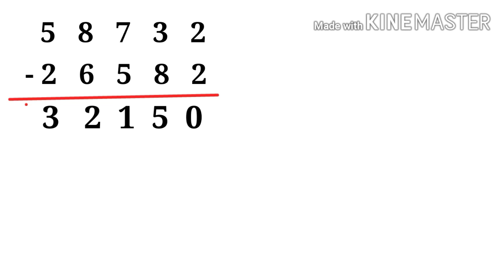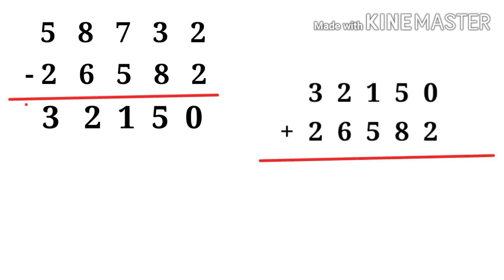So, we can add the difference 32,150 with the smaller number 26,582. So, when we add the difference with the smaller number, we will get the greater number as 58,732. Thus, our answer is correct.